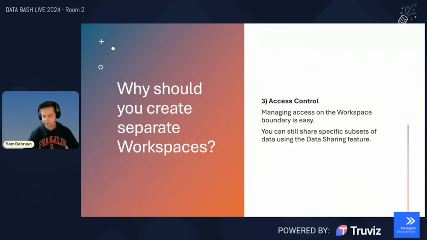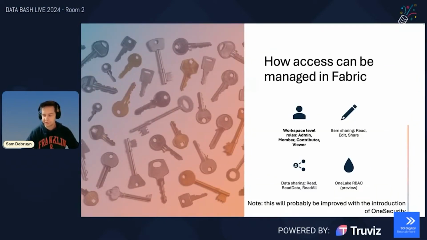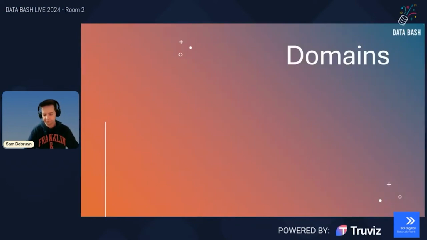Then we also saw access control is a good reason. So there are different ways to do access control, and I think the workspace level is the easiest one, like I said. You have there the different roles. You can also do inside the workspace item sharing, where you can also give, for example, read access to only one data warehouse. These are different ways you can do access control, and I think Microsoft's also still working on something called OneSecurity, which maybe will bring new features or less features, I don't know, into this realm. But for now, workspaces seem to be the easiest level to do the actual access control, and then also have a good overview of that access control.